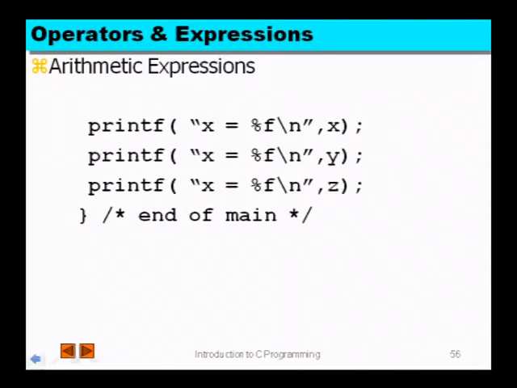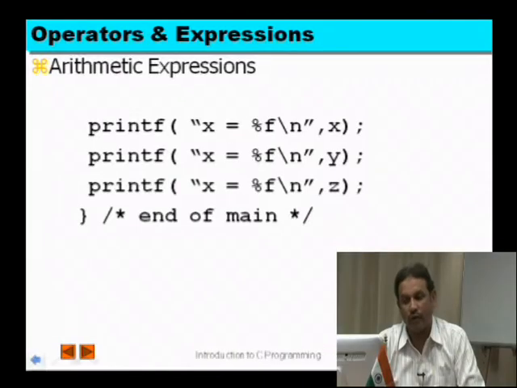Yes. So we are displaying the statement printf x is equal to percentage f. What is percentage f? Percentage f is a delimiter for printing the float values. Similarly, there are different types of delimiters: percentage d for printing or reading integers, percentage c for characters, percentage lf for double, and so on.